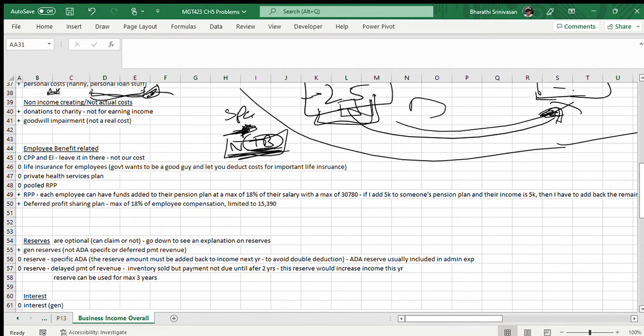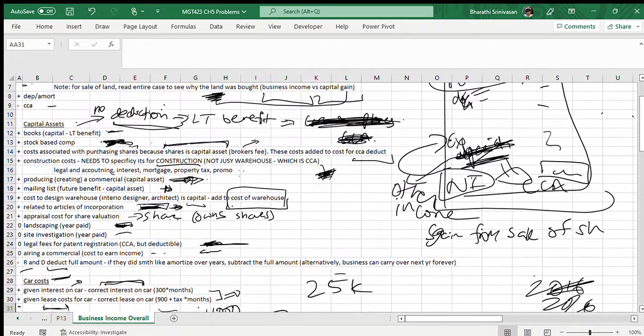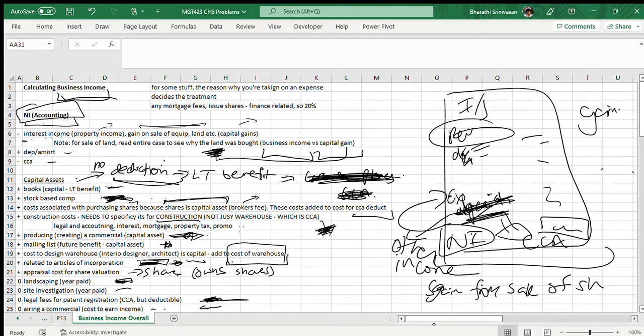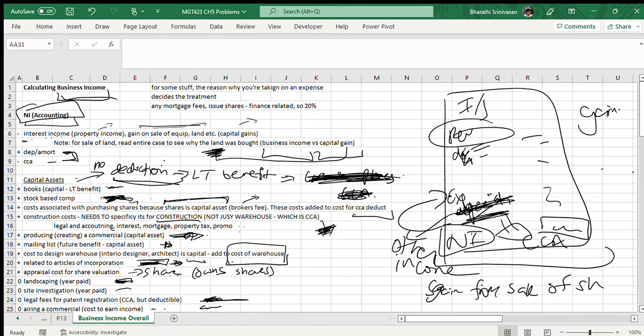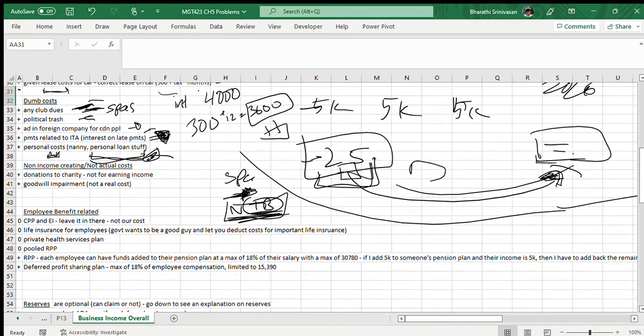Next are things that do not create income or are not actual costs. Similar to depreciation, which is not a real cost, but it just made sense to put depreciation with CCA because they're both related. But anyway, this one is non-income creating or not actual costs. First of all, donations to charity. It's not an expense that adds to your income, right? It's not like you're donating to a charity in order to increase your income. That thing you have to add back because it doesn't really make sense.